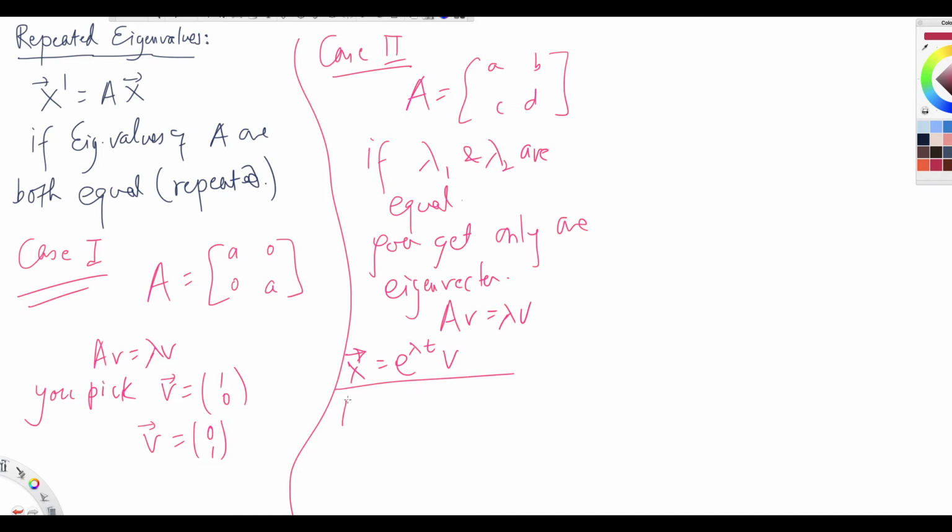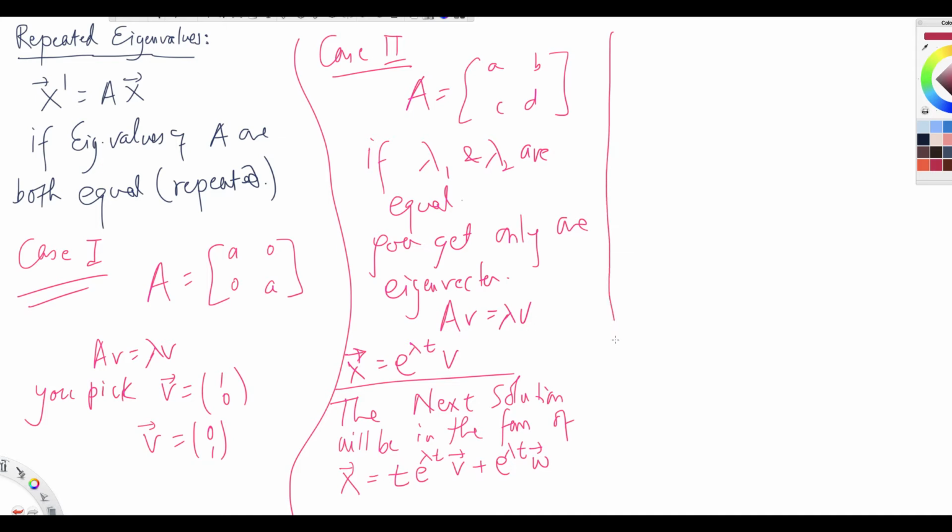And then for the next solution, it will be of the form x equals t e to the lambda t vector v plus e to the lambda t vector w. This will be the second solution, okay?